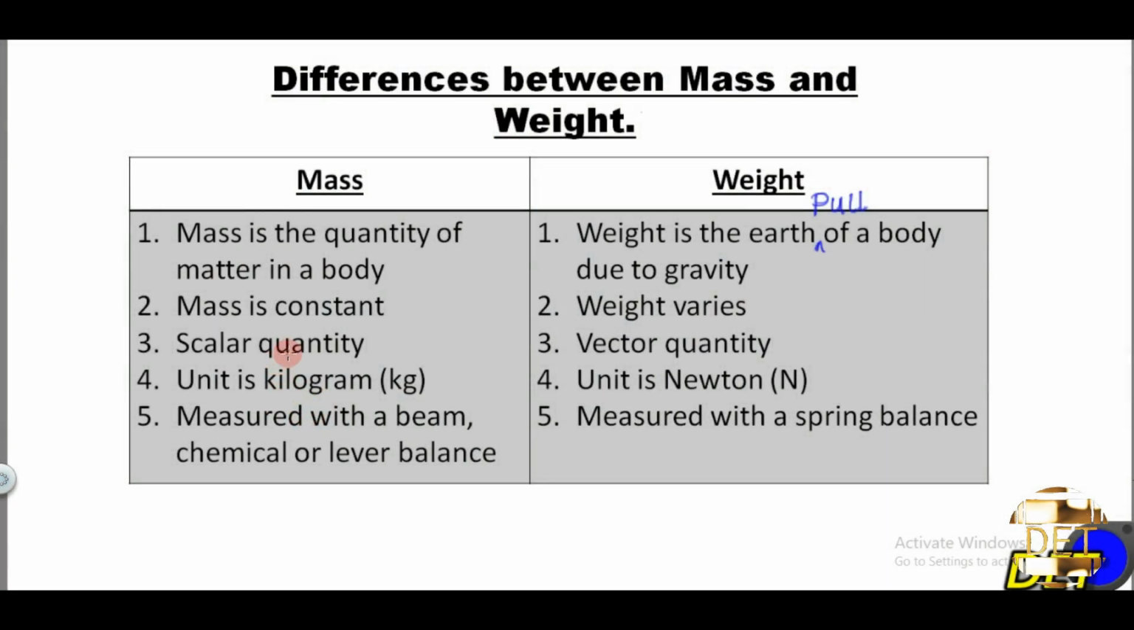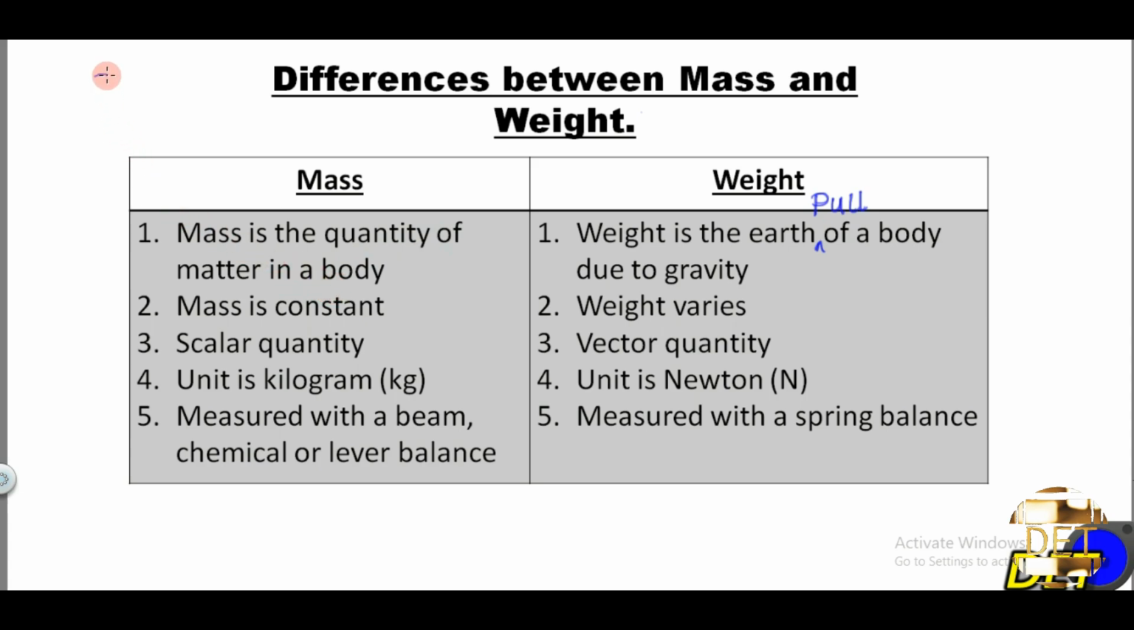Okay, so here in this video, we're going to look at the differences between mass and weight. The first difference we're going to look at is the definition. Mass is the quantity of matter in a body.